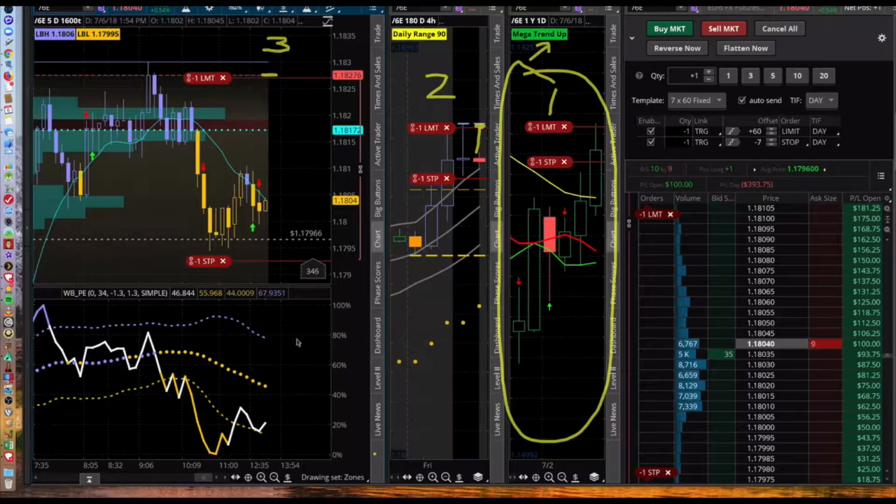And then last but not least, I have the precision entry tool. This can be used to trade all by itself. With the precision entry tool, what that looks for is explosions in volume and momentum. This is also my proprietary software.